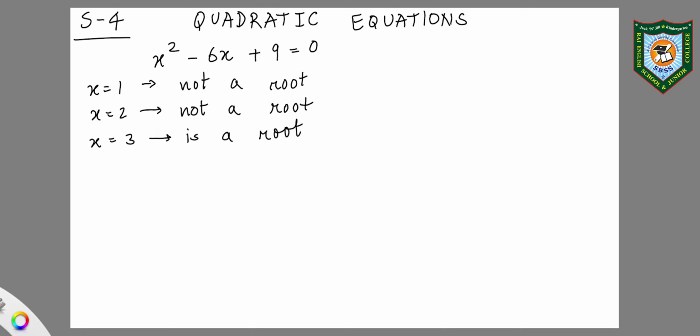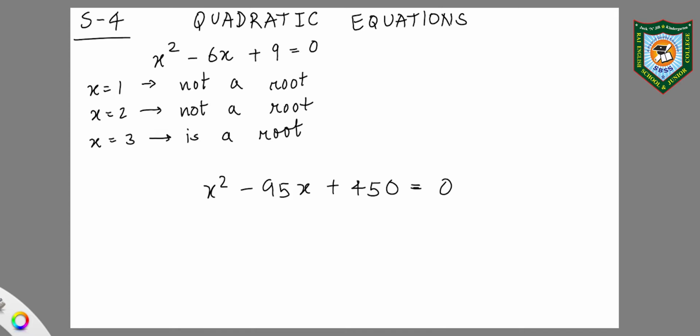So the way we've been solving quadratic equations is by substituting values and checking them one after the other. But in this case, we are lucky that x equals 3 was a root. What if we have a quadratic equation that does not have a root close to the numbers 1, 2, 3, 4? Let's say I have the equation x square minus 95x plus 450 is equal to 0.